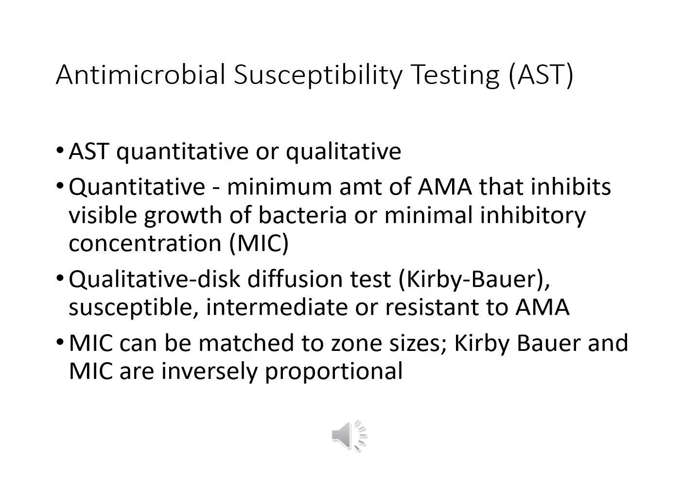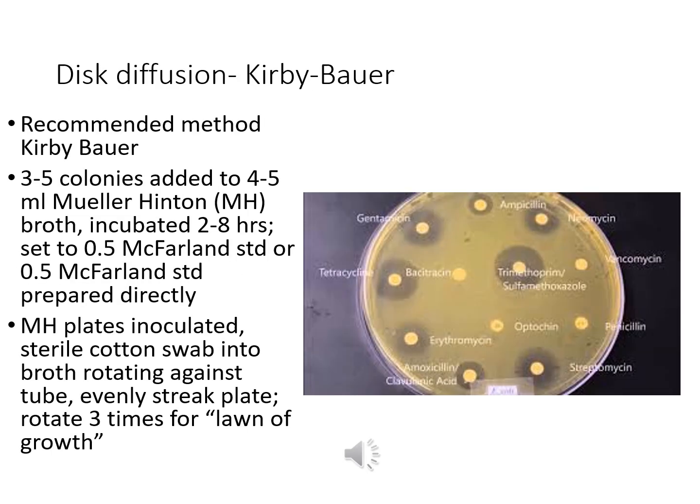In a MicroScan, which is probably what most microbiology labs have now, in a MicroScan panel, you're going to look for the minimum amount of drug that will inhibit visible growth of the bacteria in that well. So that's why it's called a minimal inhibitory concentration. So let's shorten it down to an MIC. So versus the Kirby-Bauer, you can correlate MICs and they can be matched to zone sizes. So do keep in mind that Kirby-Bauer zone sizes and the MIC are inversely proportional.